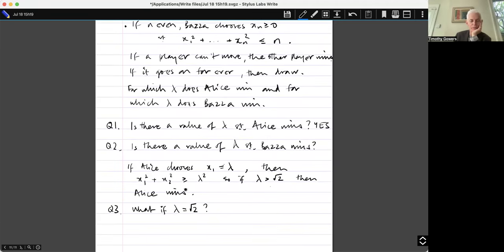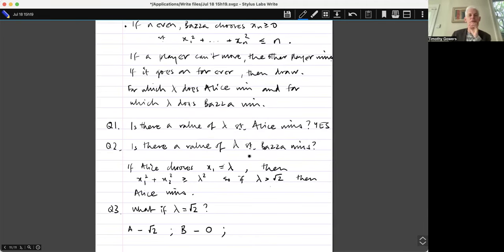And I think Alice will probably have a winning strategy here as well. So if Alice goes for root 2, then Bazza is forced, because x1 squared plus x2 squared has to be less than or equal to 2, and x1 squared already equals 2, so he has to choose 0.